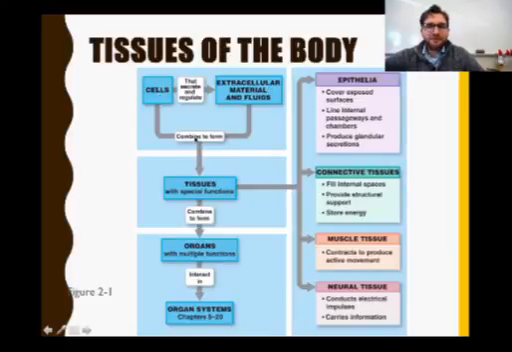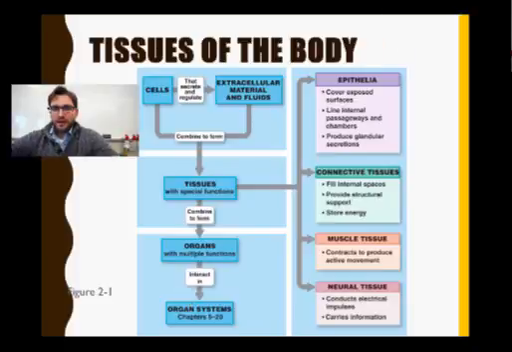Cells combine to form tissues with special functions. Tissues combine to form organs, and organs have multiple functions. And organs interact in the organ systems. If we look at the specific 4 types of tissue, starting with epithelia, epithelia is responsible for covering exposed surfaces.